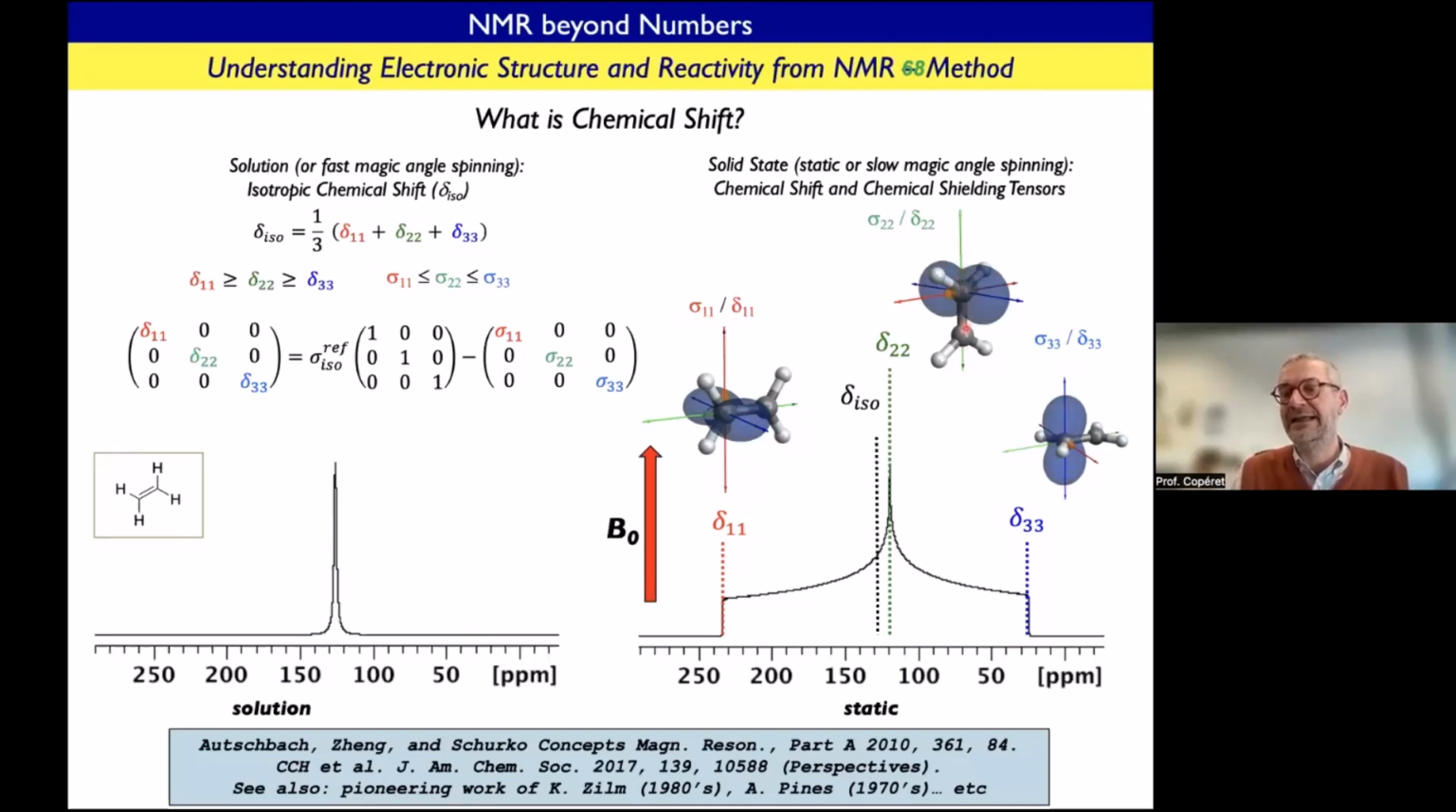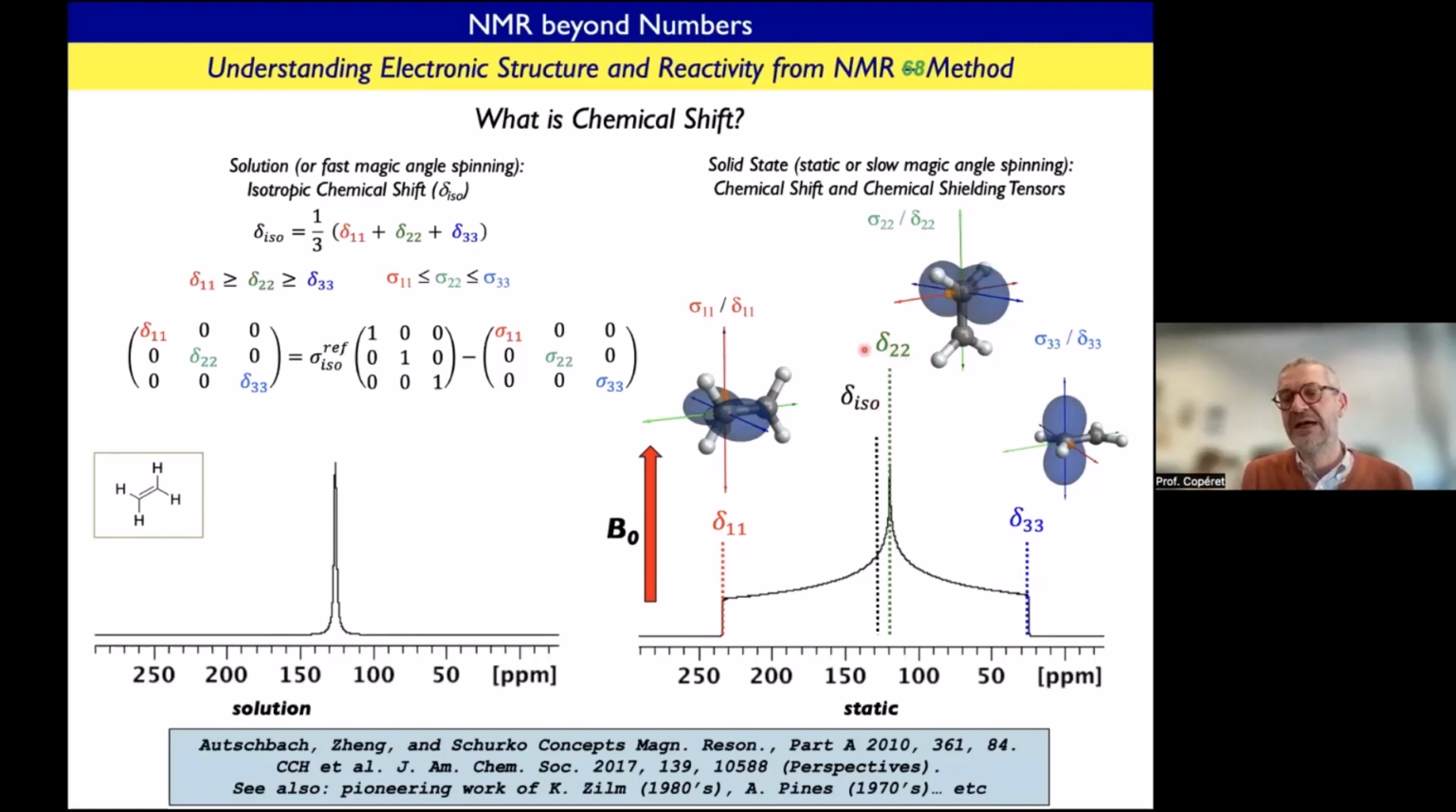And if you have ethylene, which is positioned in such a way that the CC bond is aligned with the B0 field, you will have an intermediate chemical shift. And it turned out that the isotropic chemical shift, which is what we measure in solution, is the average of these three values. That's why in solution, because the molecule tumbles very fast, you get a single very narrow line, while in solid state, you get a very large pattern, which corresponds to all possible orientations of ethylene with respect to the B0 field.